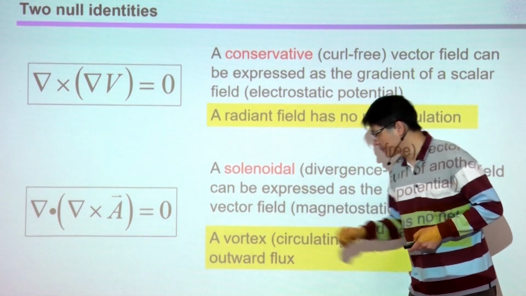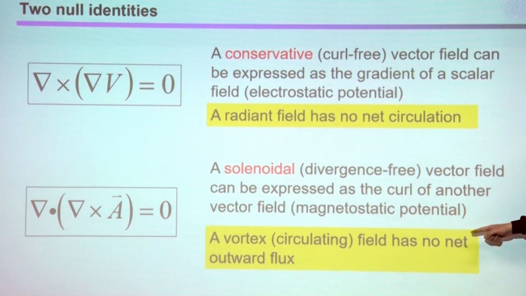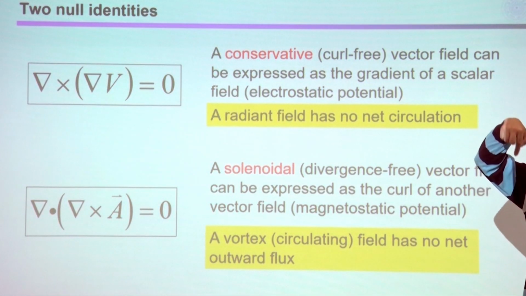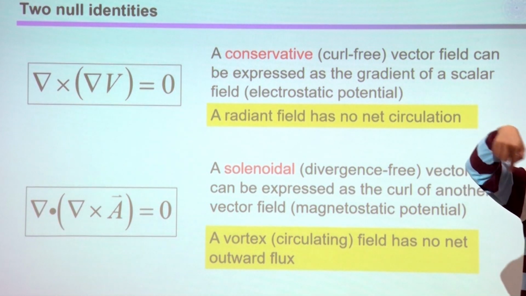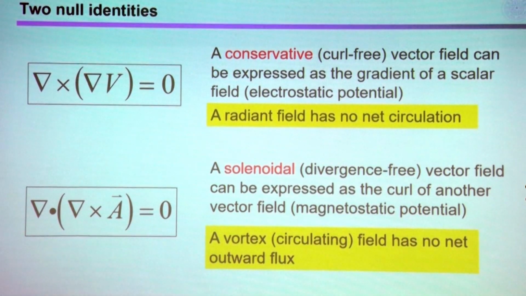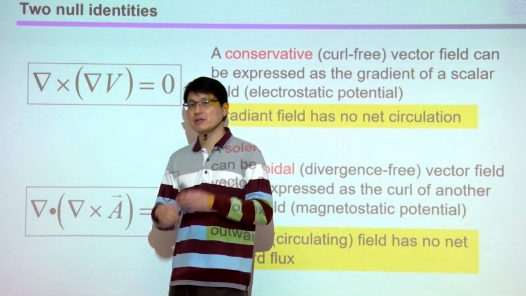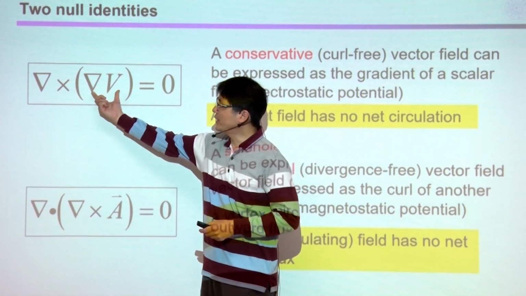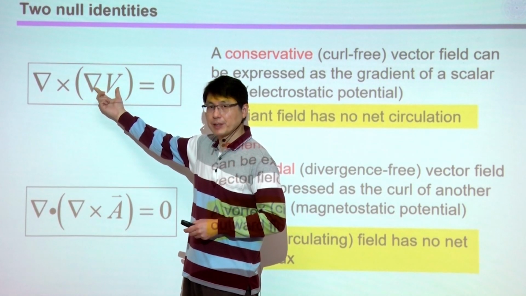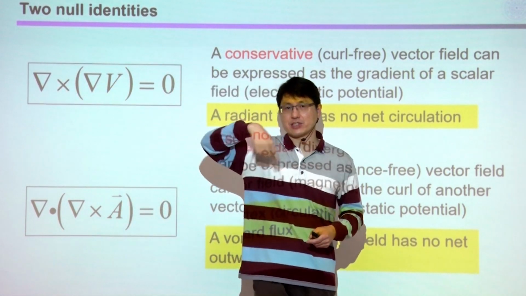漩涡. Okay? A circulating field, a vortex field, has no outward flux. Right? Circulating field, like a vortex, 漩涡, does not flow out. So the physical meaning is if you have a vortex field, its divergence is 0. If you have a radiating field, it is derived after performing gradient over a scalar function. There's no curl, there's no net circulation.